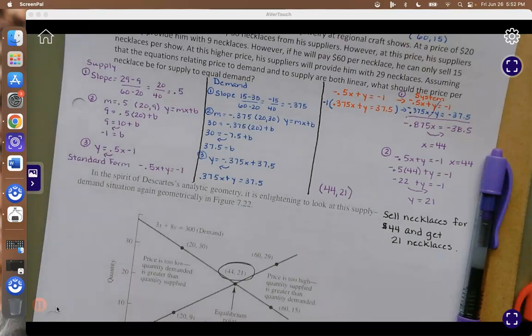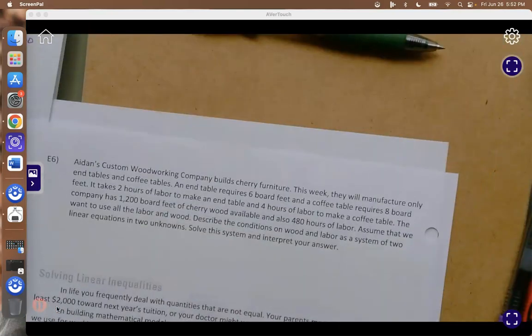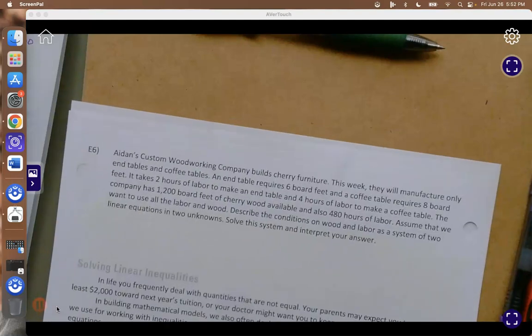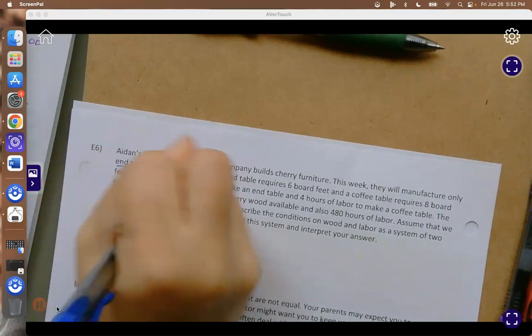Okay, one more, and then we'll be done with this video for today. The last video will not be a long video at all. Okay, Aiden's Custom Woodworking Company builds cherry furniture. This week, they will manufacture only end tables and coffee tables. Okay, so these are two things we're making.